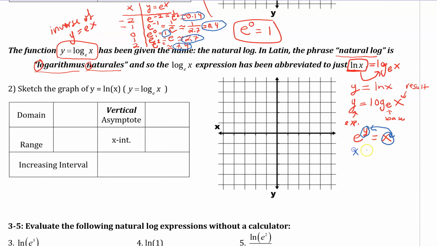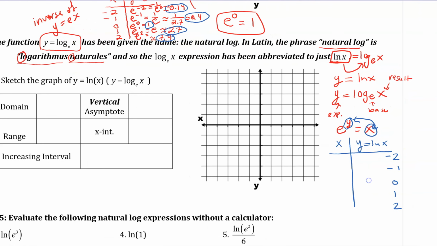So when I do a table of values for a natural log function, I'm going to want to go ahead and switch the x and y's from the e to the x function. So the -2, -1, 0, 1, and 2 part will actually now be the y value because the y is the exponent. And then the result, right? Because x is equal to e to the y. So the result of those base e's to those exponents becomes your x value, the number in the natural log.